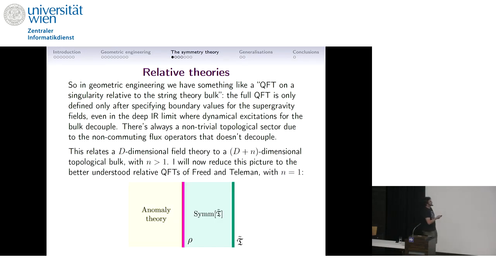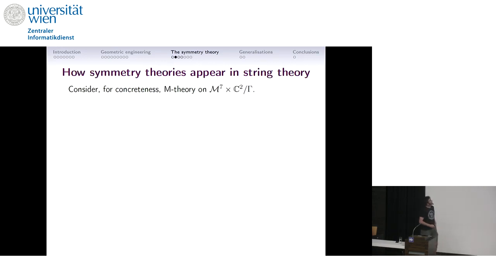So we can think of this as having a d-dimensional field theory coupled to a (d plus n)-dimensional topological bulk with n bigger than 1. But the discussion in Teleman and Freed of relative quantum field theory applies in the case that you have a theory in d dimensions and you go one dimension higher to construct the symmetry TFT. So the question is, is there a way of connecting what I just explained in terms of fluxes with the construction of Freed and Teleman? So some topological field theory in one dimension higher. So let's consider, let me change the example slightly because this one's a bit easier to explain. Imagine that you have M theory on some 7-dimensional manifold times this kind of ALE space.